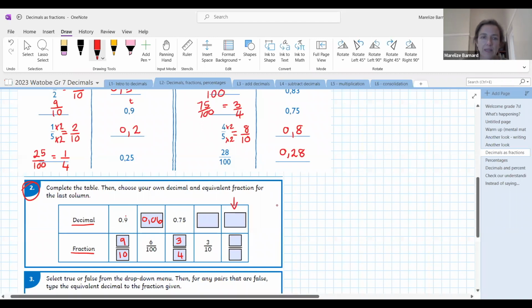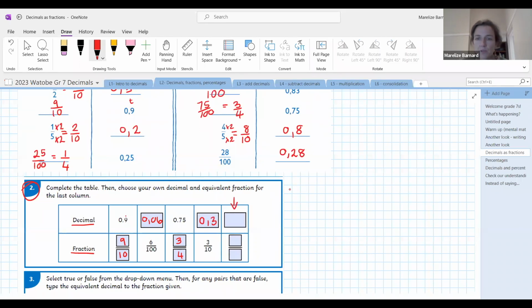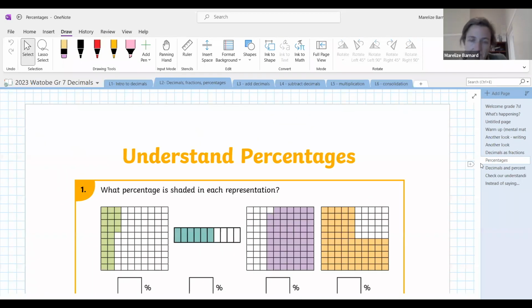Right, let's quickly see our answers here. So 3/10 is going to be 0,3, and you could have put your own option, whichever way you want. I didn't say do question 3, I just said that you can do question 2 while I took some questions. Right, we still have to do percentages today, so let's have a look at that.